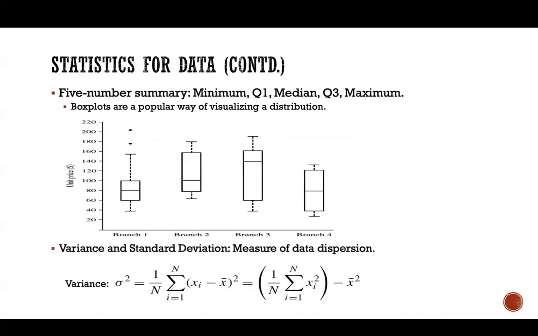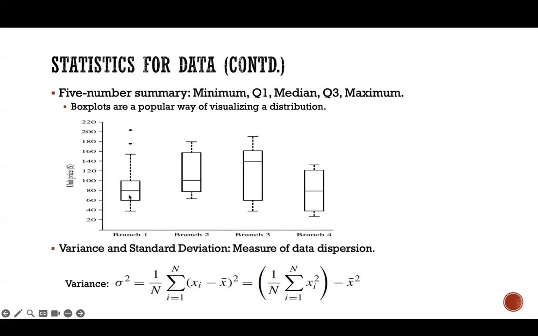The next statistic for data is the 5-number summary, where we need these 5 numbers for any attribute. What's the minimum value? What is the first quartile, the 25th percentile? What's the median? What's the third quartile, which is the 75th percentile? What's the maximum? So these 5 numbers can sometimes give a lot of information about that data and are often used. And the box plot is a popular way of visualizing a distribution to capture these 5 numbers.